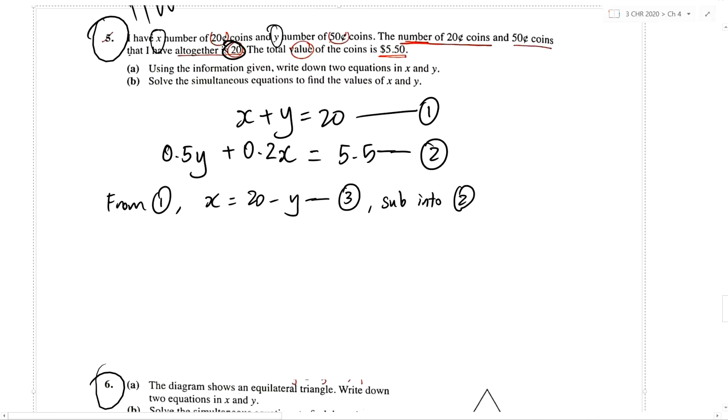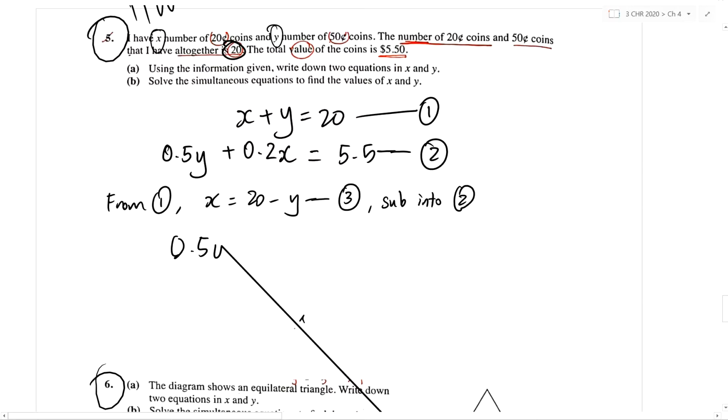So copy down equation number 2. 0.5y plus 0.2. Now I see the x appearing, so I'm going to replace it. I'm going to substitute it with 20 minus y. And this is supposed to be equal to 5.5.